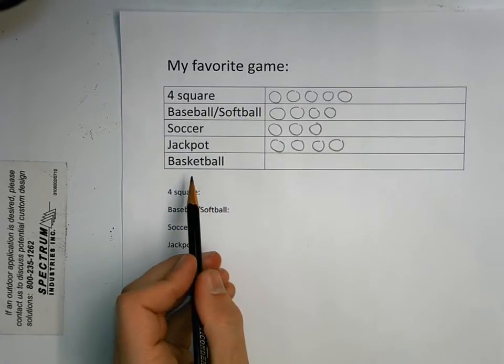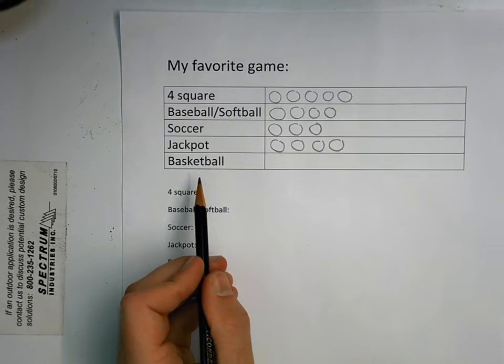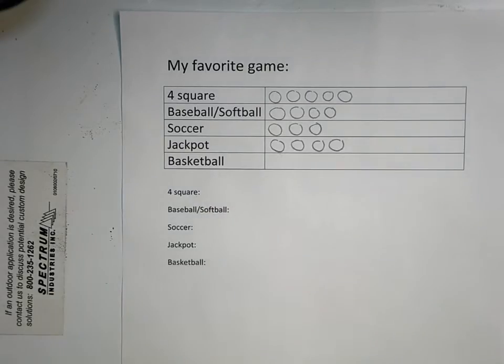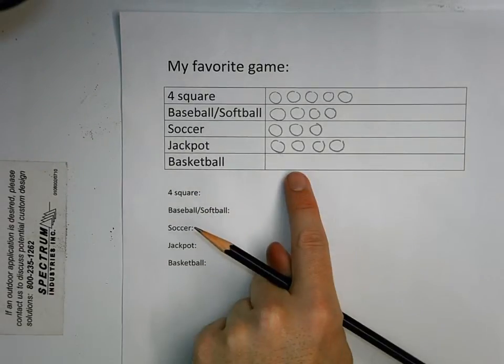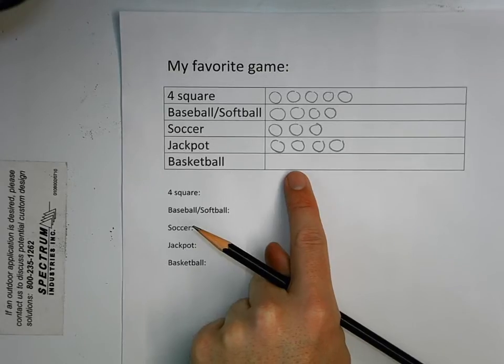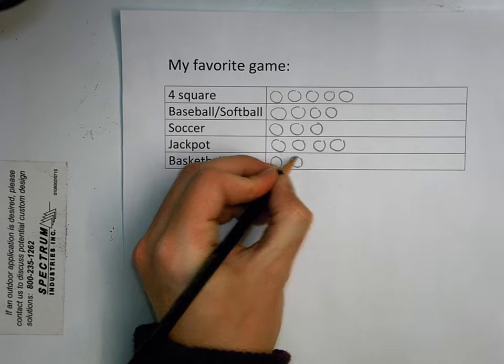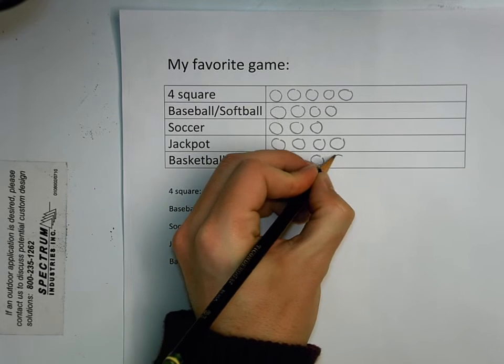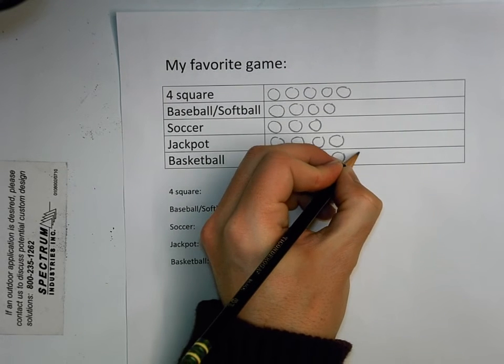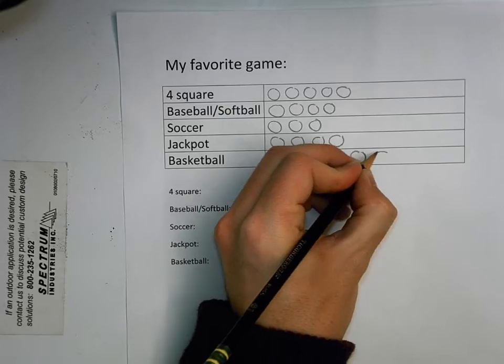And how many children like basketball the best? 1, 2, 3. Okay, I have 6. So what am I going to draw right here? 6 circles. 1, 2, 3, 4, 5, 6.